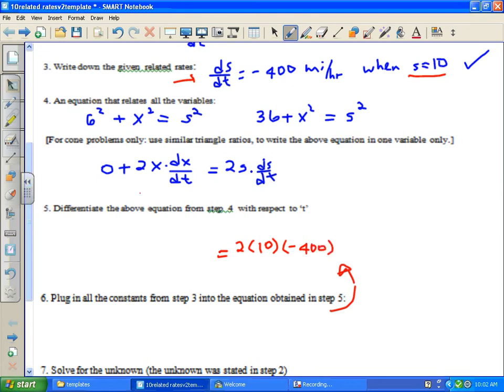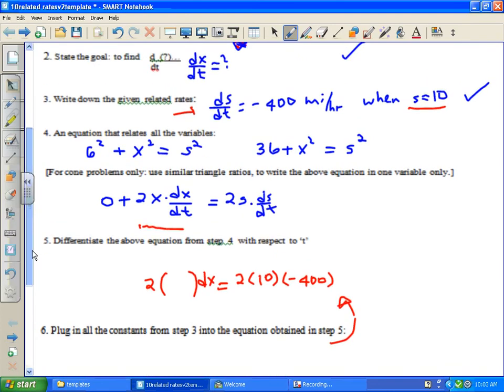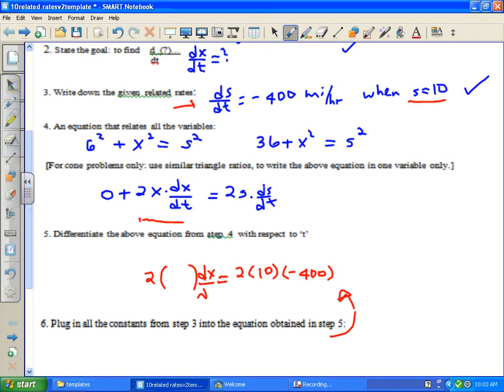Okay, how about this part? 2x dx over dt. Let me leave at the moment the space for x empty. We're going to fill it in. And dx over dt is exactly what we're trying to find out, right? That was the goal. If you look at step number 2, that was the goal, dx over dt. So if I can just determine x and put it in here, I have basically solved the problem. I'll then just solve for dx over dt and we're done.